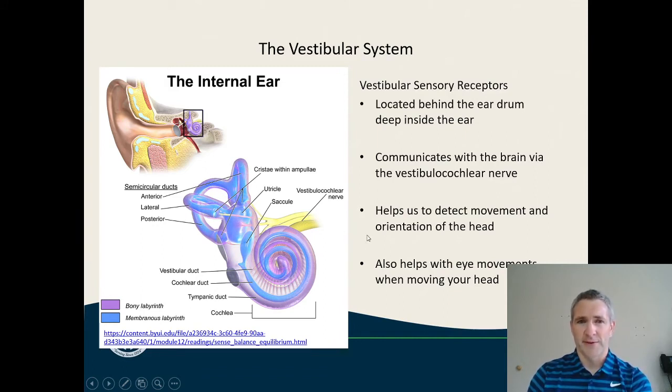Another interesting thing with the vestibular system: when we're moving our head, we detect that in the vestibular system, and it helps us move our eyes so that our eyes trail along with our head, like if we're tracking an object or watching a deer run across the field. This is one of the things that the vestibular system helps to contribute to.